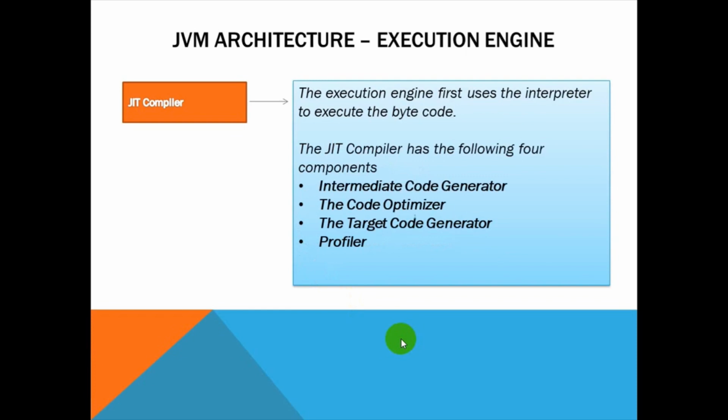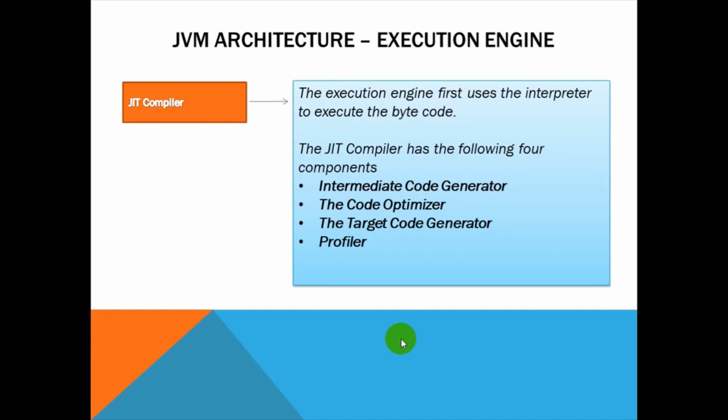JIT compiler. The JIT compiler overcomes the disadvantages of the interpreter. The execution engine first uses the interpreter to execute the bytecode, but when it finds some repeated code, it uses the JIT compiler to compile the entire bytecode and change it to native machine code. This native machine code is used directly for repeated method calls, which improves the performance of the system.